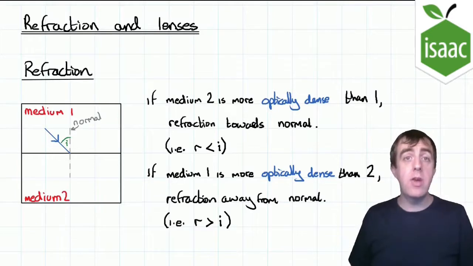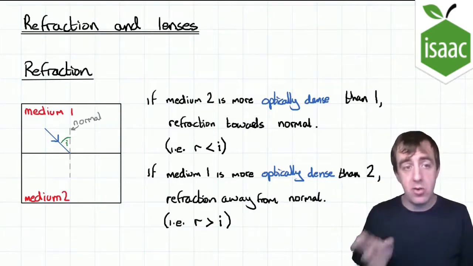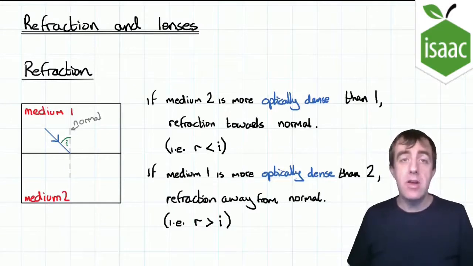On this diagram, we have drawn two media, labelled medium 1 at the top, medium 2 at the bottom. And the ray of light is incident on the boundary between those two media. On the diagram, I've indicated the angle of incidence with an I, and it is measured to the normal. The normal is an imaginary line 90 degrees to the boundary surface, and I've indicated that with this dotted line.